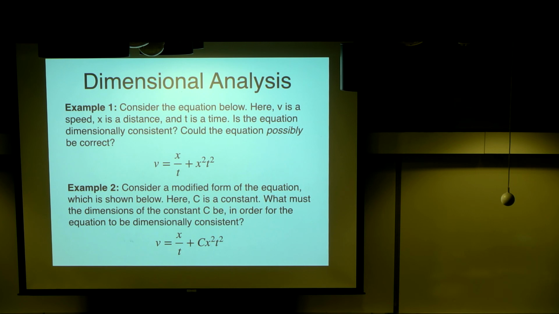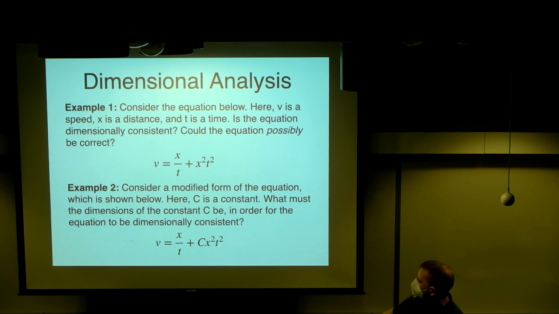So we're going to do two examples of this and probably wrap up after that. I have two equations that you see here. In the first one, I have v equals x over t plus x squared times t squared. Let's just be clear on what we're talking about. x is a distance, t is a time, and v is a speed. So does this pass the test? We'll work that one out.